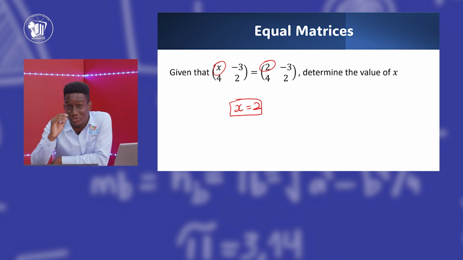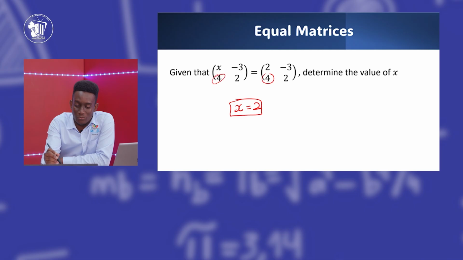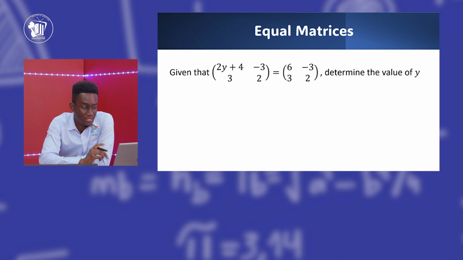The value of x is simply equal to 2 because these matrices are equal, and x and 2 are in the same position. We can see 4 is equal to 4, 2 is equal to 2, negative 3 is equal to negative 3. Hence the corresponding elements are equal. So x will be equal to 2. So that is a simple example. So let's take it up a bit.